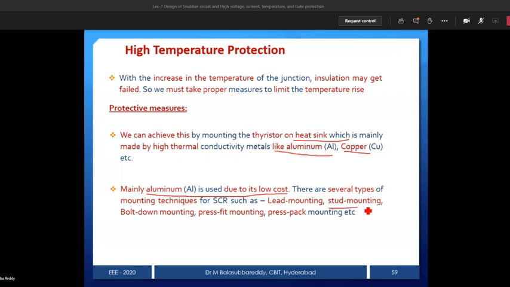That is stud mounting, lead mounting, and bolt-down mounting. There is a difference based on your device situation and where you are using the circuit. All these may be used appropriately, but the intention is simple: use the heat sink to suppress the temperature rise caused by the device. That's all. The same thing happens in our lab also.